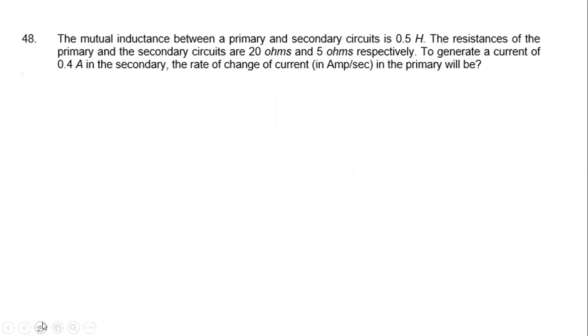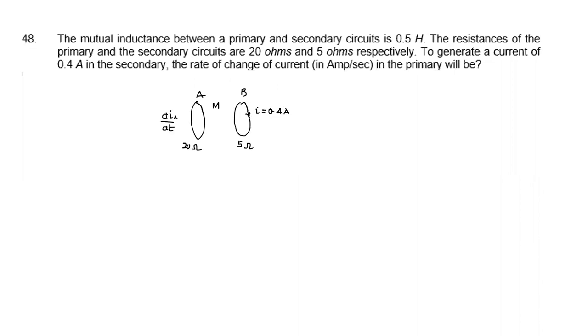Okay, this is, I think, a fairly simple question on mutual inductance. Primary and secondary coil: there's one primary coil A and this coil B, with mutual induction. Resistances of the primary and secondary coils are 20 ohms and 5 ohms. We want to generate a current of 0.4 ampere. We need to find what dIA by dt is.